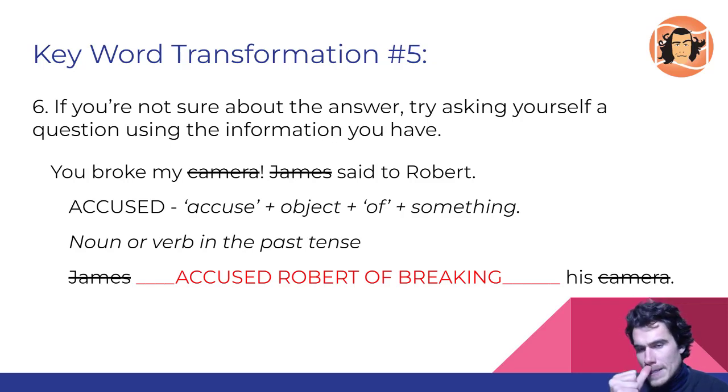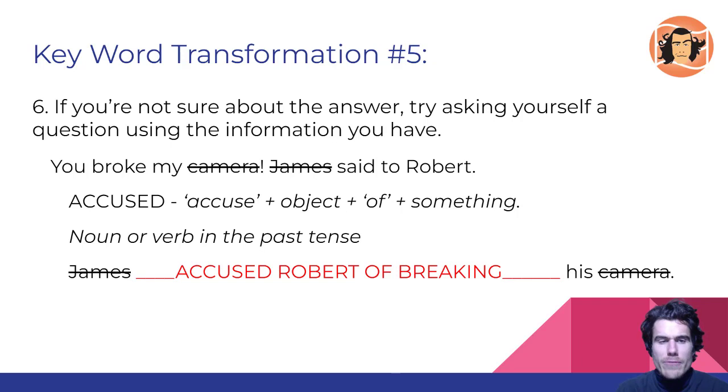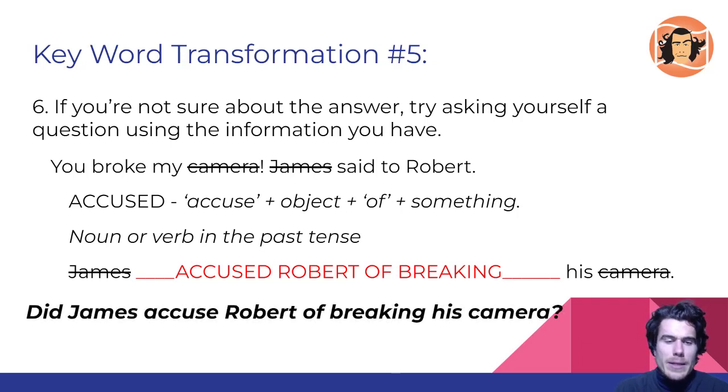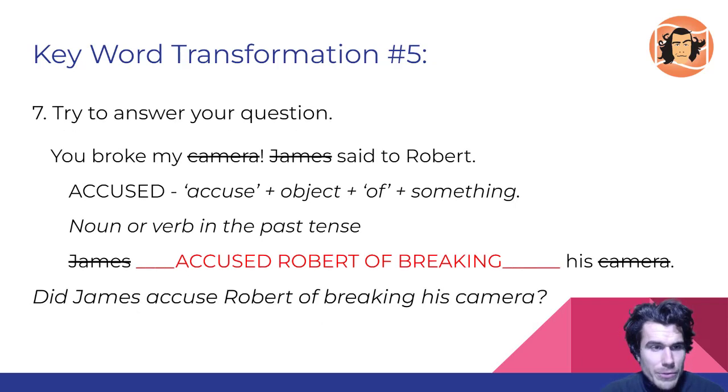Okay, so hopefully you've done that. The question which I've written down is, did James accuse Robert of breaking his camera? So we have did James because it's in the past. James said to Robert, "You broke my camera." Did James, in the past, accuse Robert of breaking his camera? And then what we need to try and do is to answer this question. Step number 7, answer our question. So did James accuse Robert of breaking his camera?